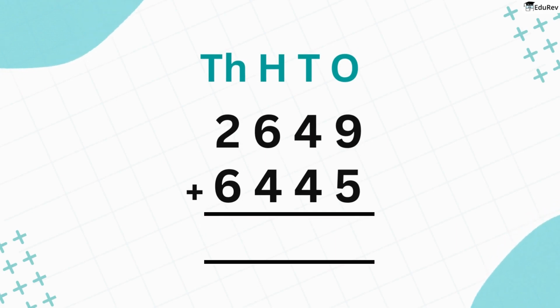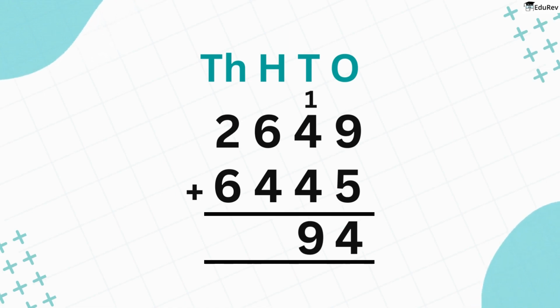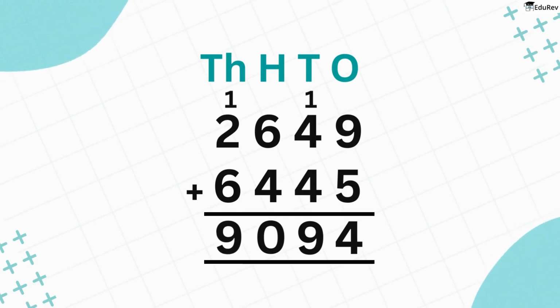The second way to add this is like this. Starting from ones place, 9 and 5 is equal to 14. We write 4 and carry 1 over. Next, adding 4 and carried over 1, we get 9. Moving on to the hundreds place and adding 6 and 4 gives 10. So we write 0 and carry over 1. Finally, 2 and 6 plus carried over 1 gives us 9. The answer again is 9094.